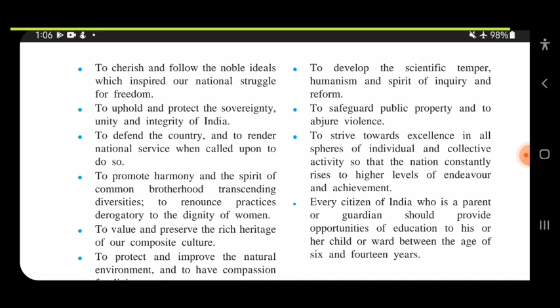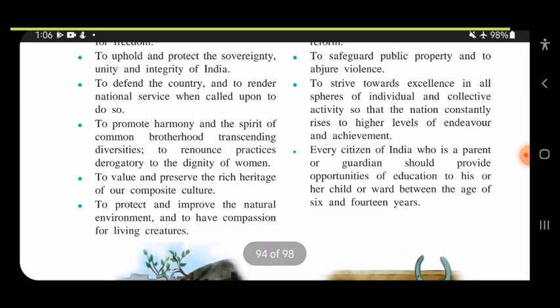Navy, Air Force, Army. These are all people who are doing national service. We are also doing service, but they are doing service for our country. So we should see that as well. Then to promote harmony and the spirit of common brotherhood, transcending diversities, to renounce practices derogatory to the dignity of women. Then also to value and preserve the rich heritage of a composite culture.